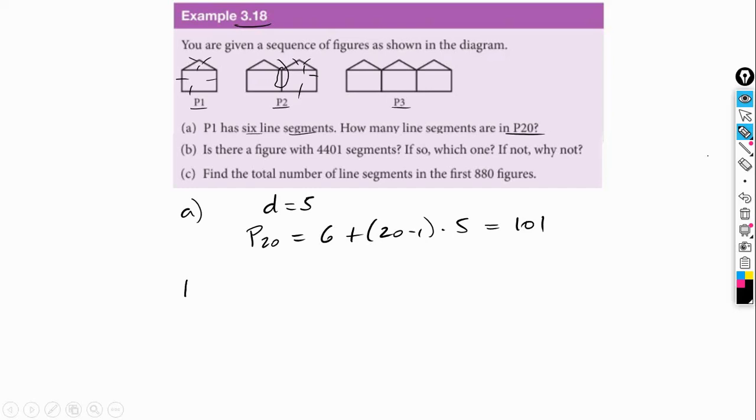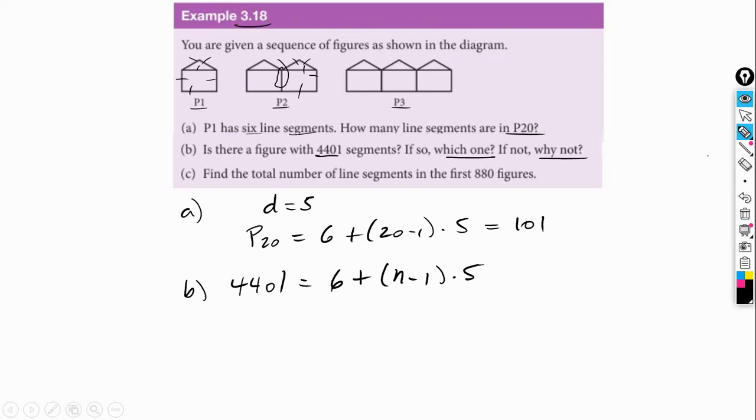For B, they ask, is there a figure with 4,401 segments? If so, which one? If not, why not? So that means that we get a total of 4,401 segments when we go 6 plus n minus 1 times 5. So we have to solve this for n, and if we get a whole number, then it does exist.